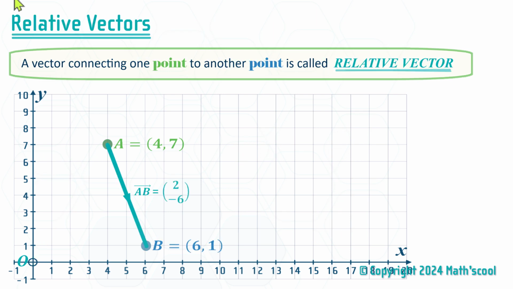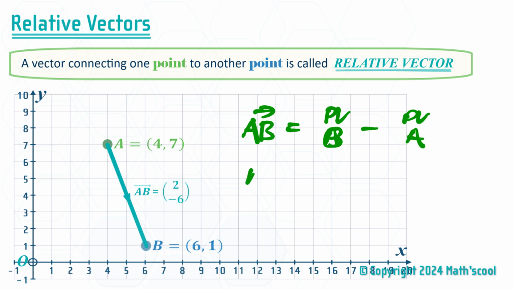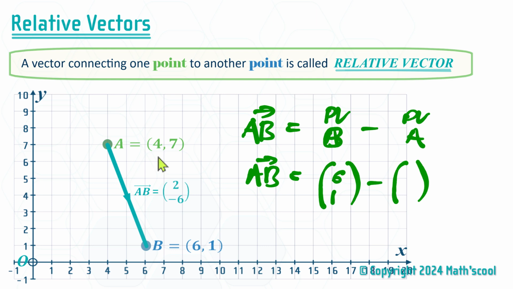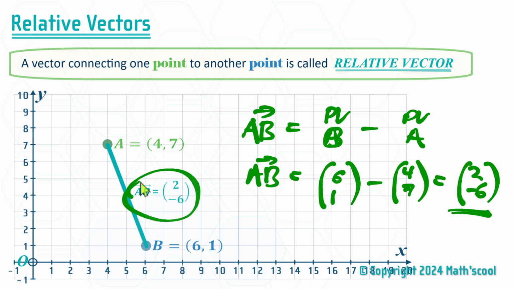And then we talked about relative vectors, and we said, look, if we want to find the vector from A to B, we talked about the relative vector rule. The relative vector rule says the vector from A to B is equal to the position vector of B minus the position vector of A. So in this case, the vector from A to B would be the position vector of B, which is 6, 1, minus the position vector of A, which is 4, 7, and so that's going to give us 2, minus 6, and that gives us the relative vector from A to B. So that's what we were doing last week.